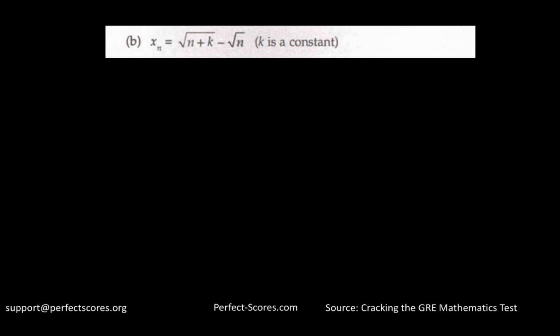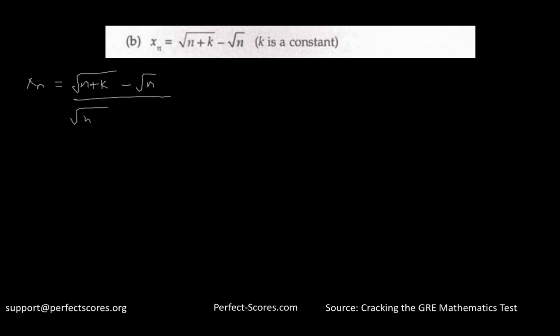Now let's see this question here. Let's see whether this converges or not. We have k as a constant and we have square root of n. The first thing is, if n goes to infinity, I can clearly see this goes to infinity minus infinity, like infinity plus k minus infinity. That might not go to infinity, I'm not sure. So the first thing I want to do is get rid of the square roots. I want to rationalize it.